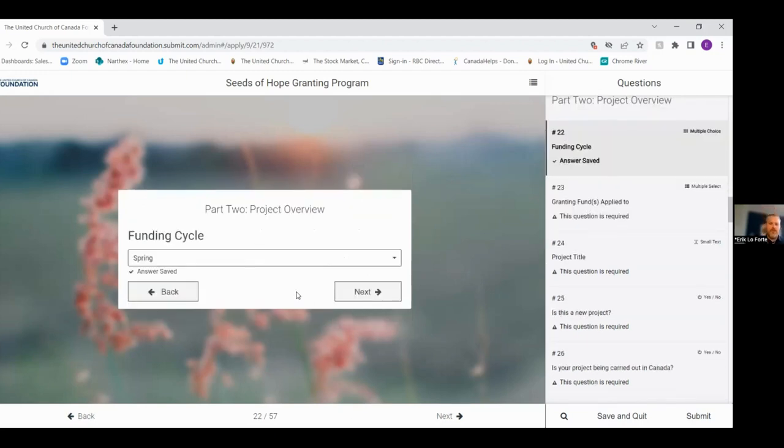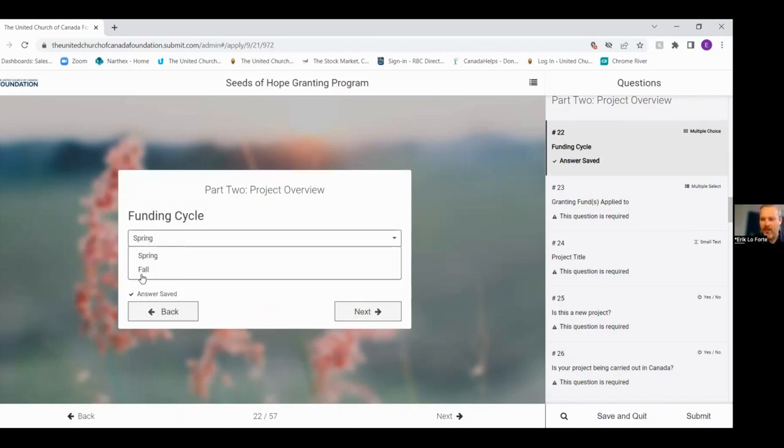Part two. So this is the second part of the application, and it's starting to ask the funding cycle. This is for us to organize the applications appropriately. Right now we are in the spring cycle, and then we do offer a fall cycle as well. The fall cycle opens up in mid-June, and the deadline is October 15th of each year. But if you are applying this round, you will simply click spring.